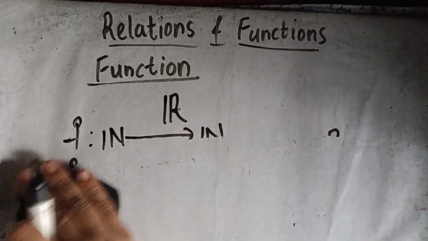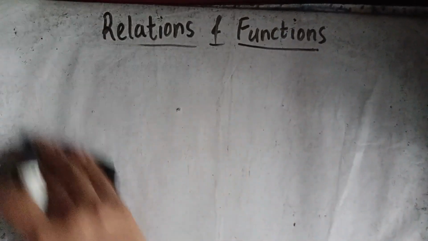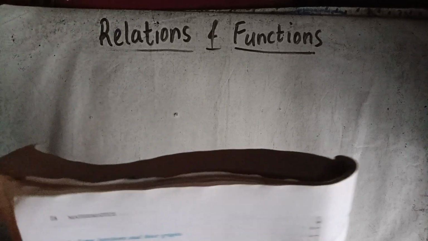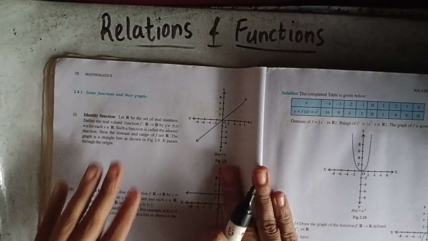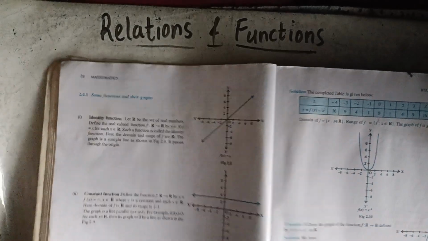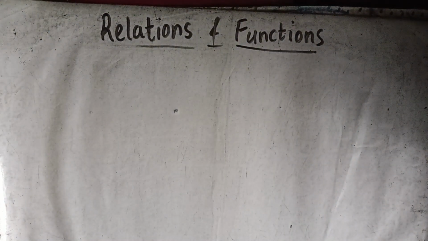Now we'll see some types of functions, some functions and their graphs. So here the first function is our identity function. I'll write the identity function here.